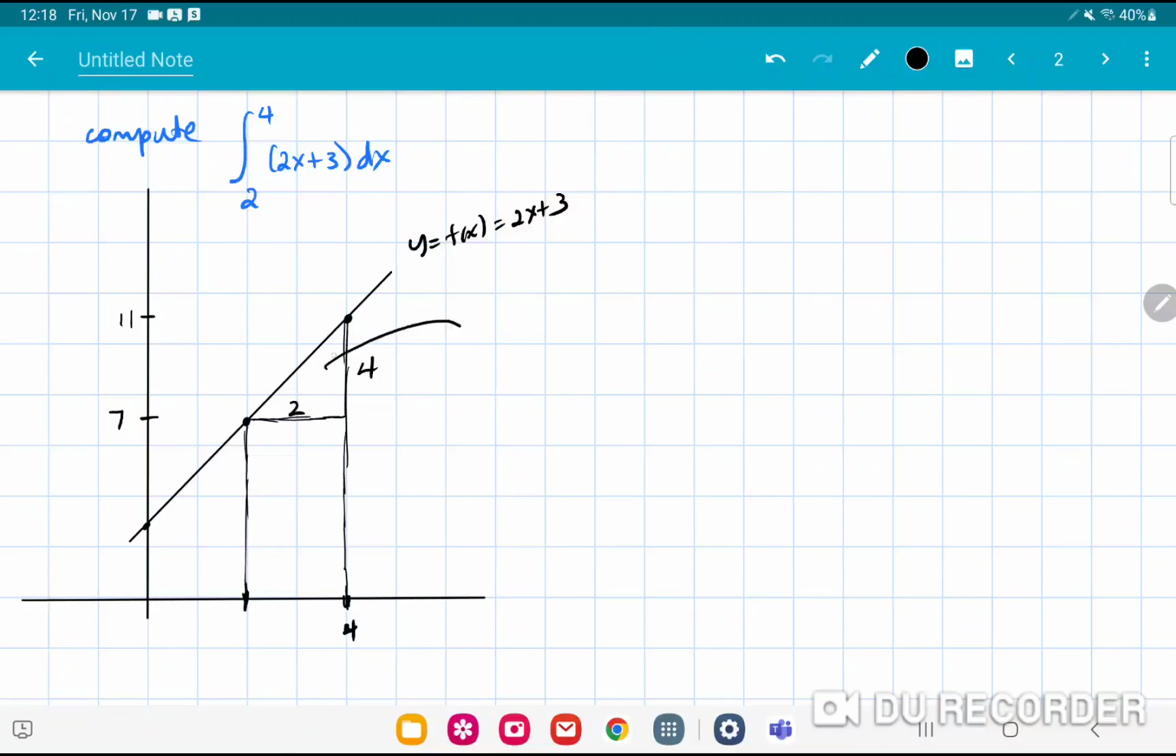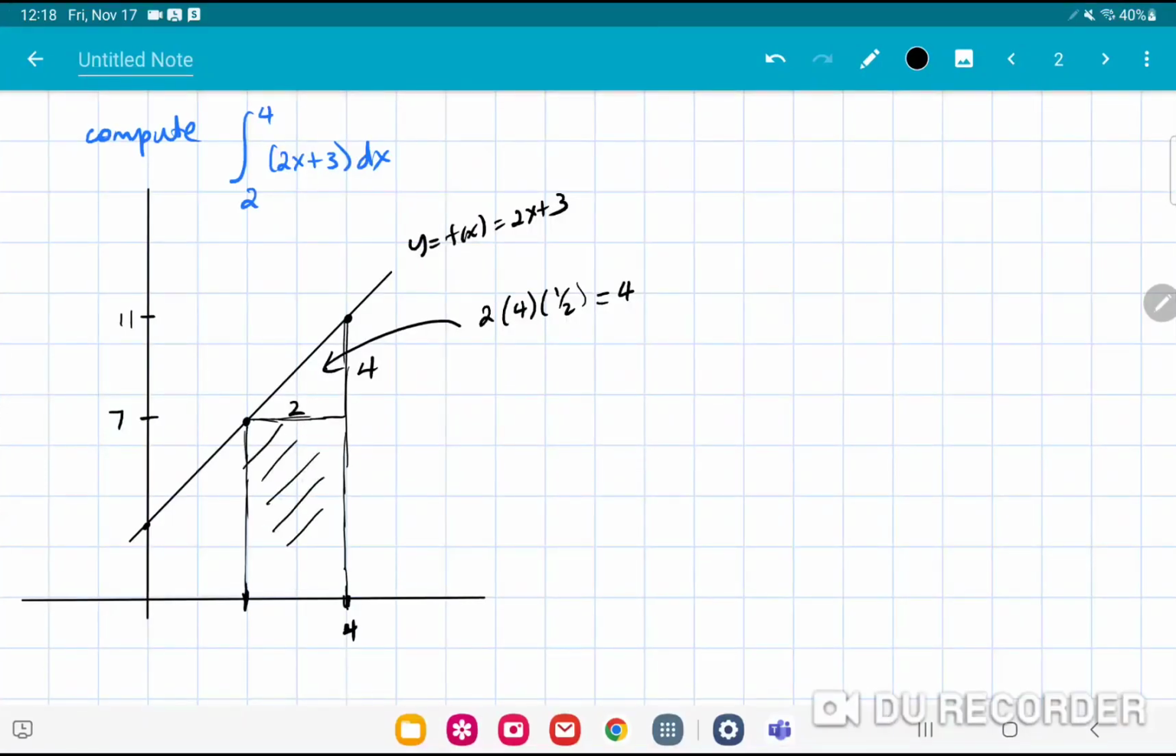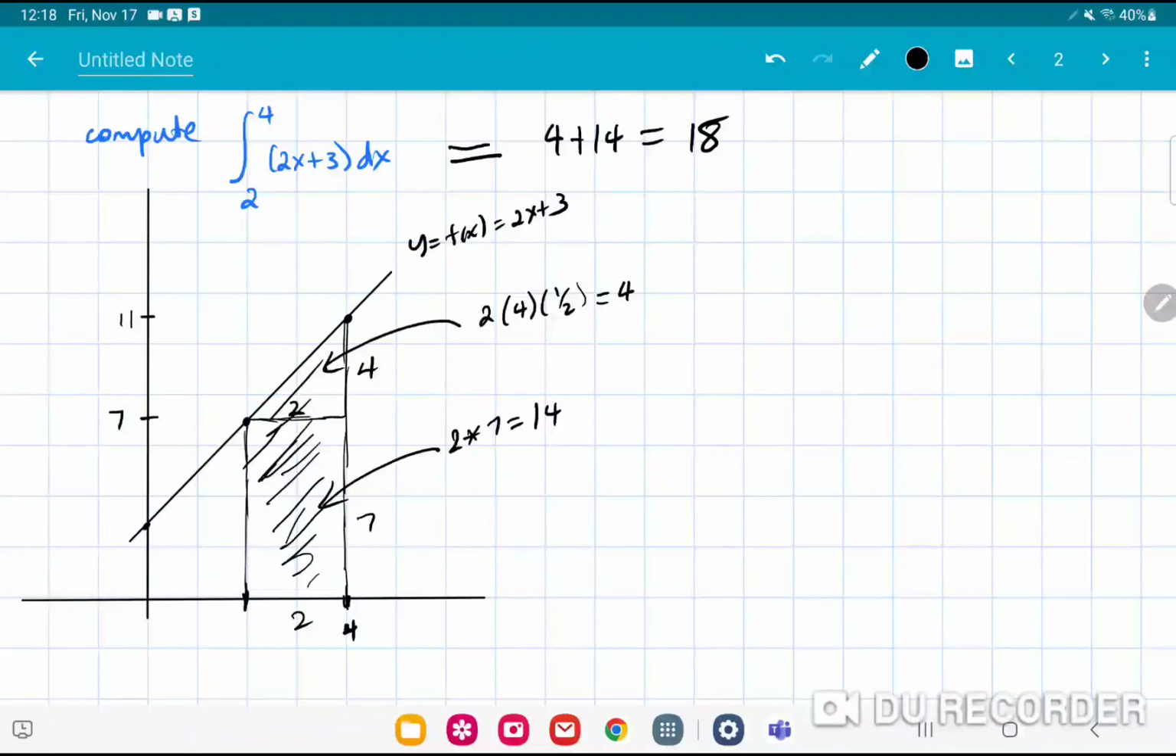So this triangle has area of 2 times 4 times a half. This is 4 square units. Oh, sorry. And this rectangle is 2 by 7. So the area here is 2 times 7. That's 14. So this integral becomes 4 plus 14 equals 18. The reason is all this area is positive, we're just adding them up.